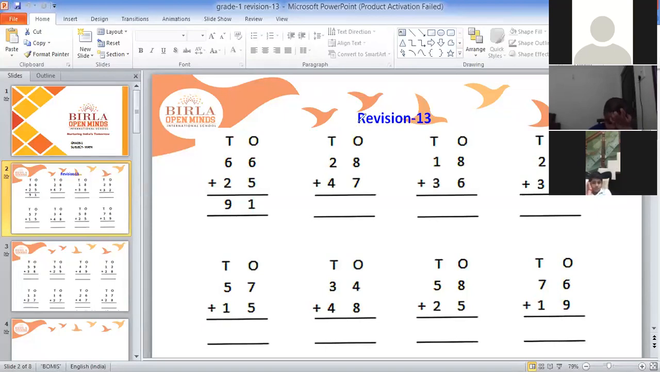Okay, so this first question is already done, but we'll see that whenever we are adding two-digit numbers, we always start adding the numbers in ones place first, right? First we'll read the question. The question is 66 plus 25. We have to add these two numbers, so we will add the numbers in ones place first. In ones place, the numbers are 6 and 5. So we will add these two numbers first.